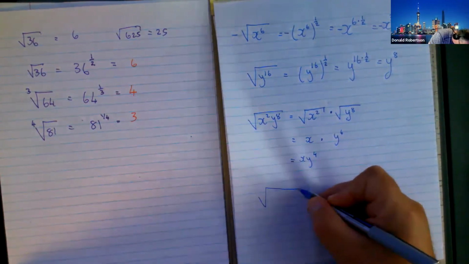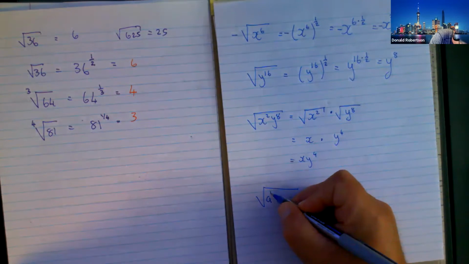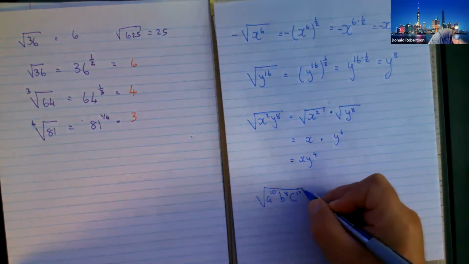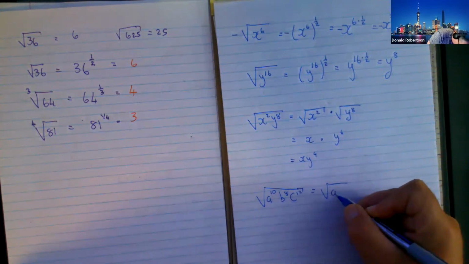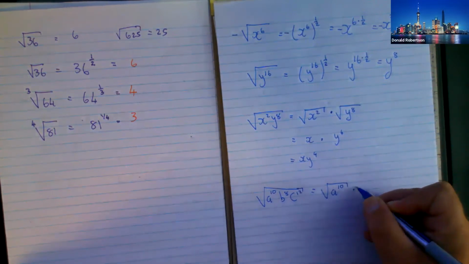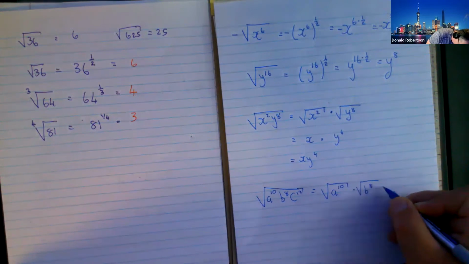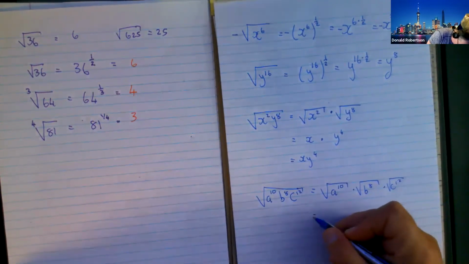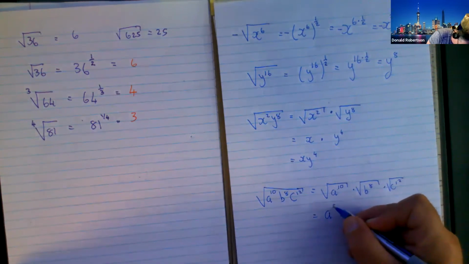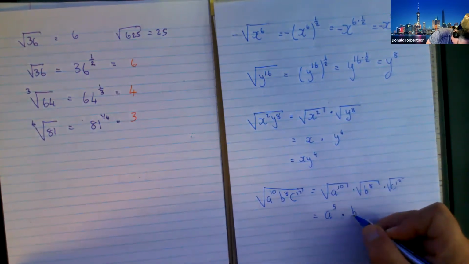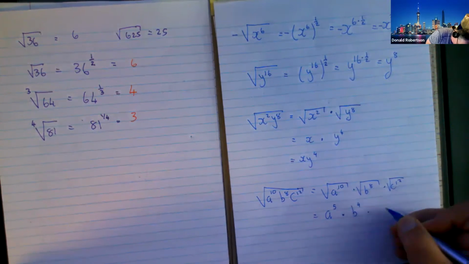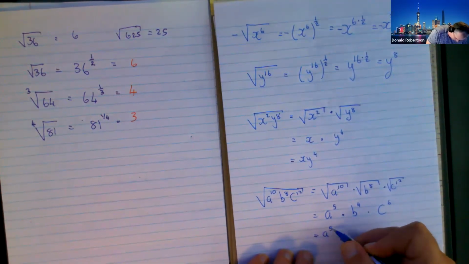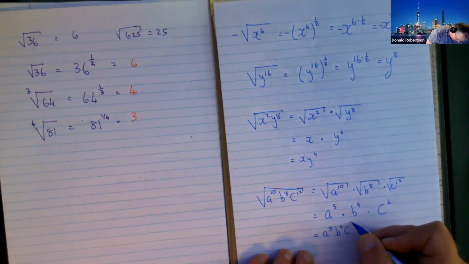Suppose you get the square root of a to the 10, b to the 8, c to the 12. Then you separate it as the square root of a to the 10, b to the 8, times c to the 12. Half that power, perfect match. Half that power, perfect match. Half that power. And then you can just write them together.